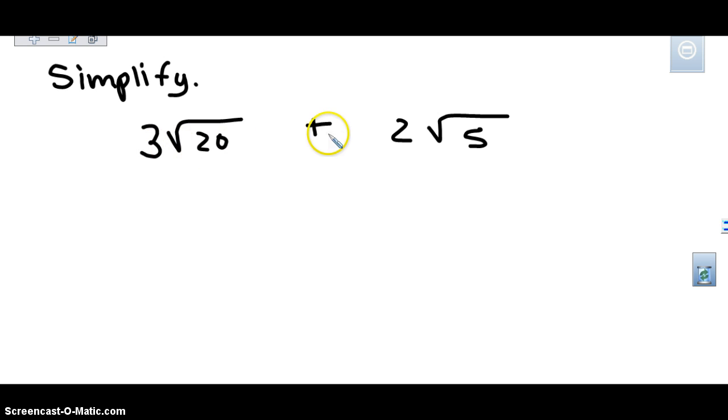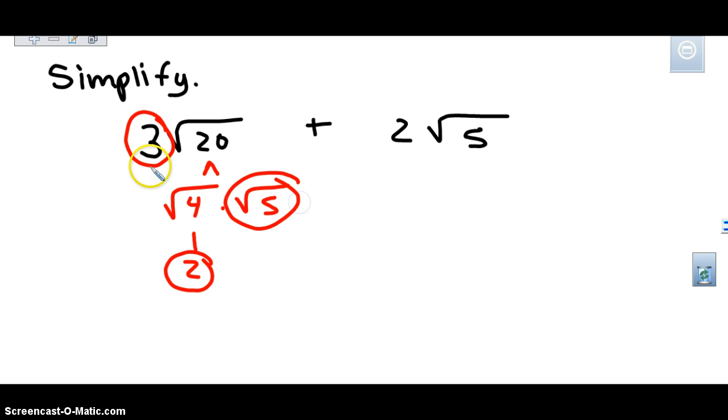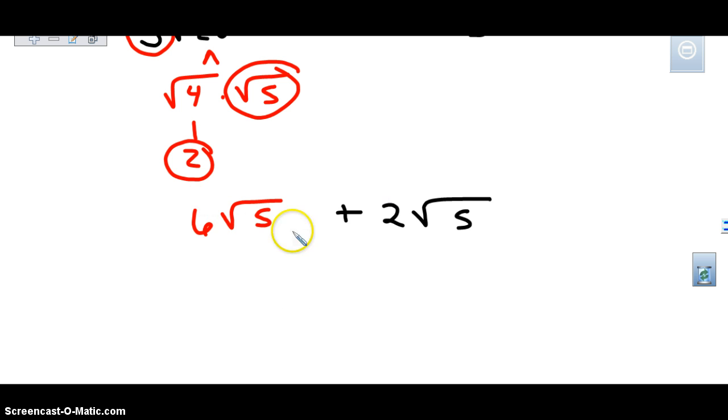Simplify 3 square root of 20 plus 2 square root of 5. Which of these can I simplify to see if I could get it to have like radicals? 20. So we already have our 3 here. I'm going to circle it so that I don't forget about it. Say square root of 4 times the square root of 5. Square root of 4 is 2. 3 times 2 is 6. Square root of 5. And I bring down my plus 2 square root of 5. Are these like radicals? Yes. So we can add 6 plus 2, 8 square root of 5.